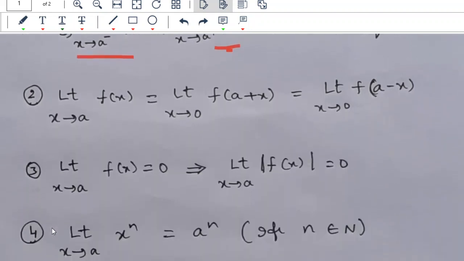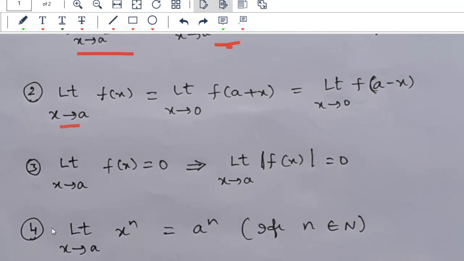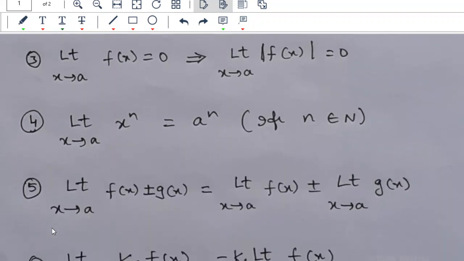As simple as that. Second point, limit x tends to a f of x is equal to limit x tends to a f of a plus x, which is again equal to limit x tends to a f of a minus x. Third point, limit x tends to a f of x is equal to 0, then this implies limit x tends to a mod f of x is equal to 0.